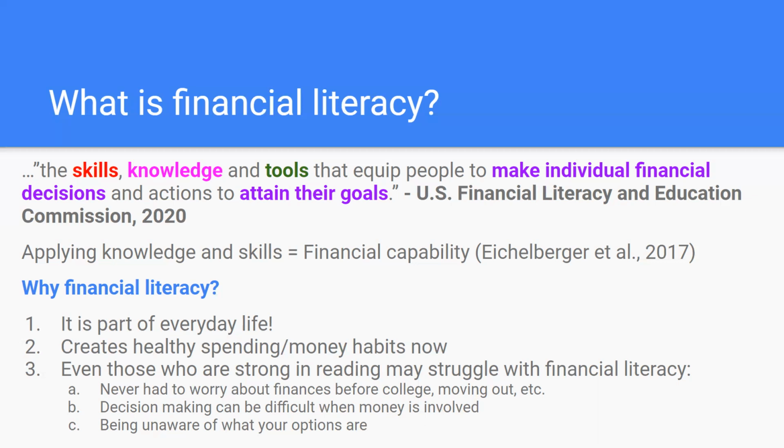Another reason is that decision making can be difficult when money is involved. Maybe you're afraid of making the wrong decision, and if you make the wrong decision, money can be lost, and that's never a good thing in most people's situations. And if you're unaware of what your options are, that can actually hinder your financial literacy skills. So there are a lot of things that can get in the way of financial literacy. It's important to identify those things and then work to improve them.